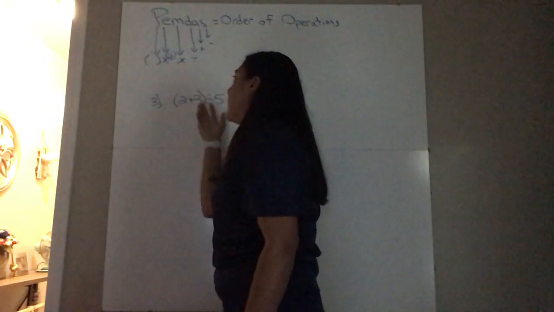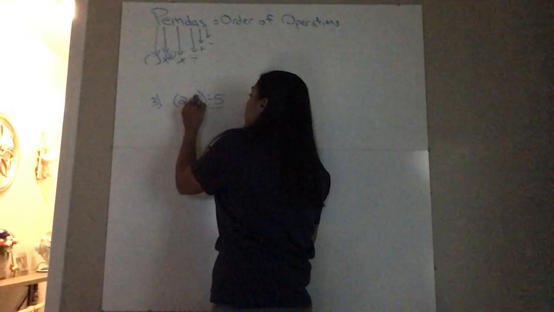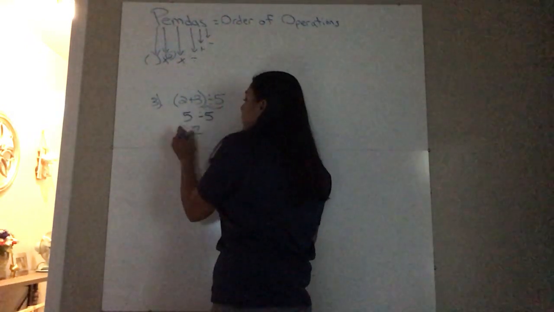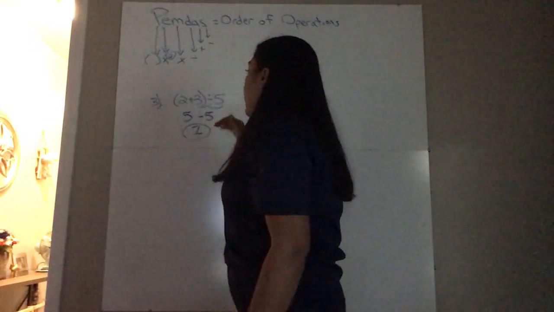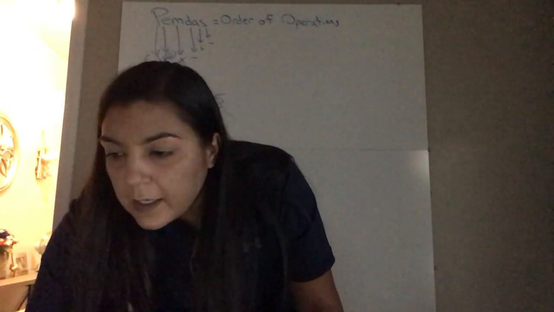Do we have any parentheses? Yes. So 2 plus 3 is 5. And we haven't used this, so we're going to drop it down, divided by 5. 5 divided by 5 is 1. It's pretty easy.